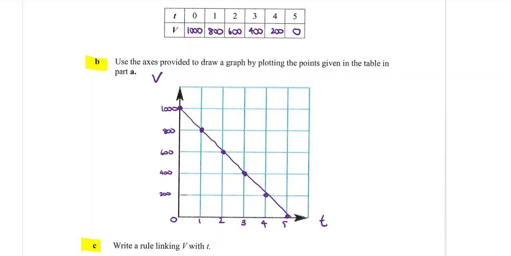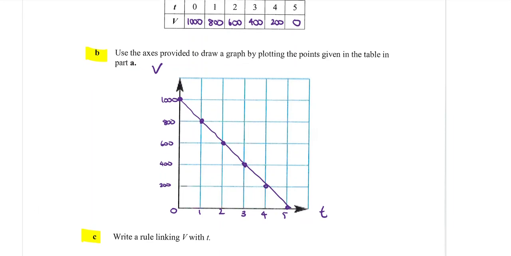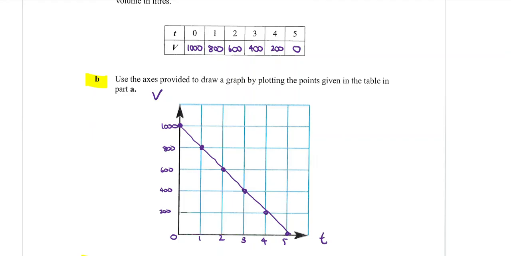Question C says, find a rule linking V with T. So we did this before when they were X's and Y's. We had a table. We did it with a table. It's probably easier with the table than the graph. So let's do it from the table. We've got the table up there, where we found the gradient, we found the y-intercept, and then we were able to say what the equation was going to be.